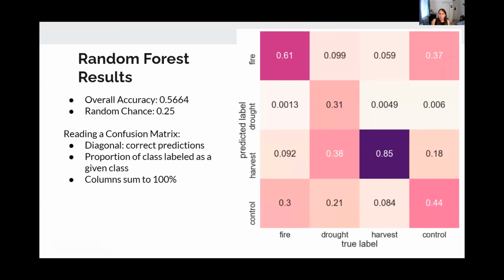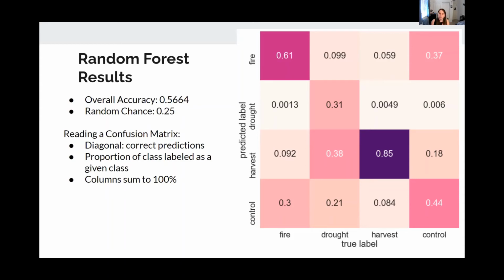And that is exactly what we did here. This is just the results of our random forest, which had the highest accuracy at 0.56, which might not sound very high, but compared to random chance, where it would be 1 in 4, it's actually really good. And a little bit on how these results look.